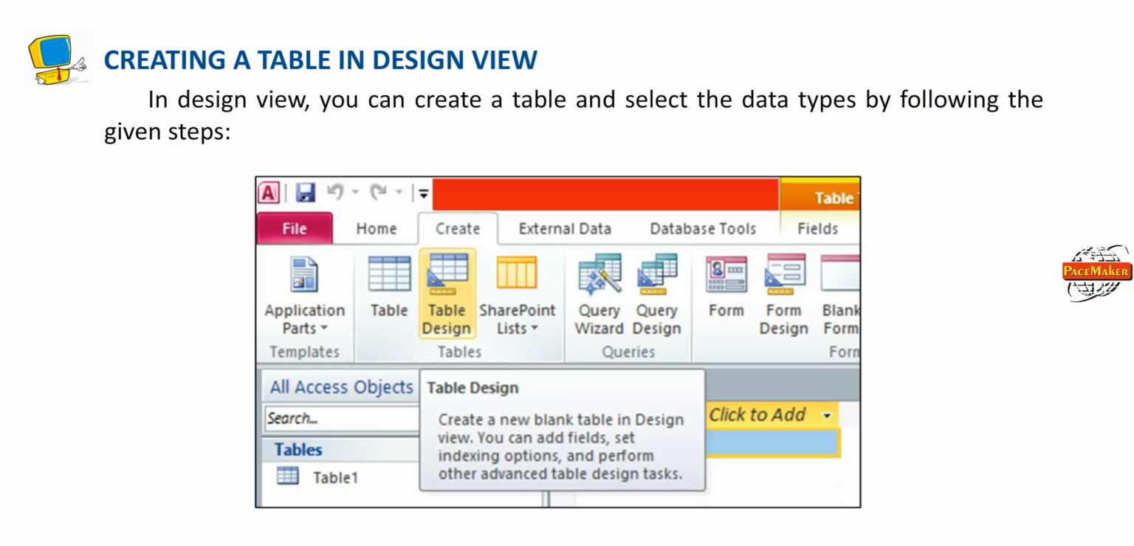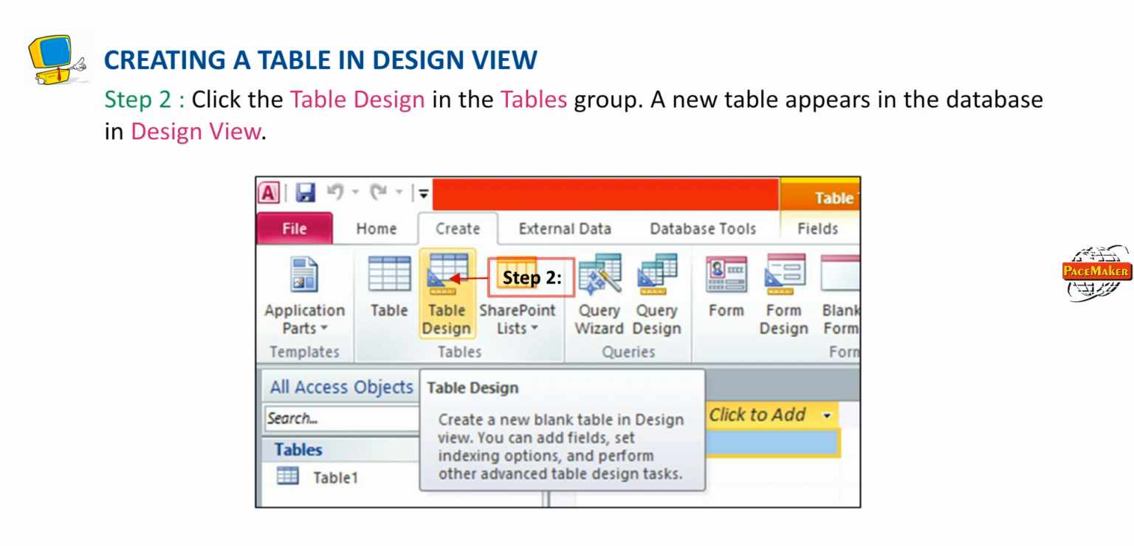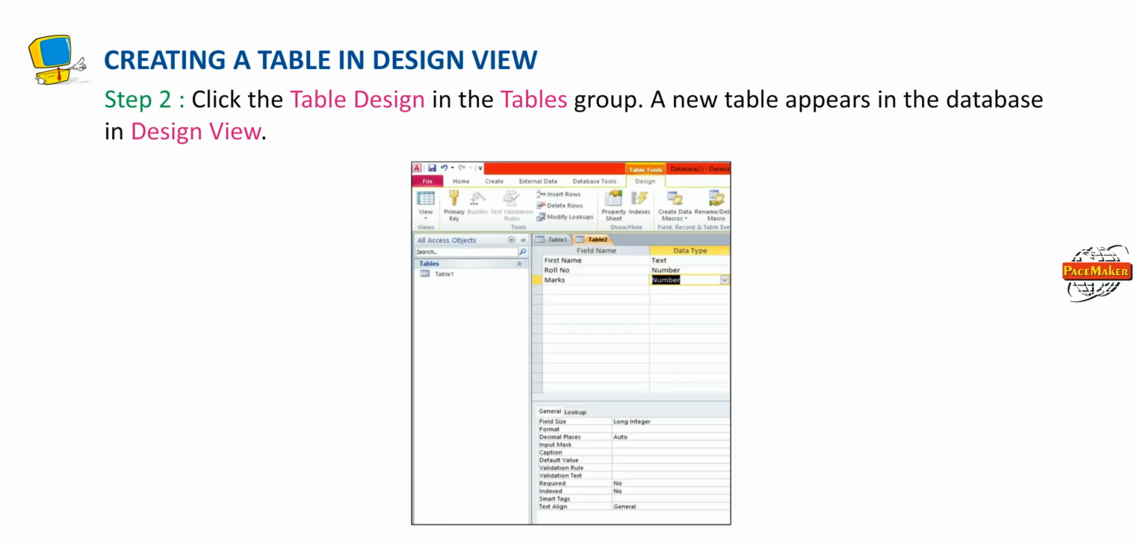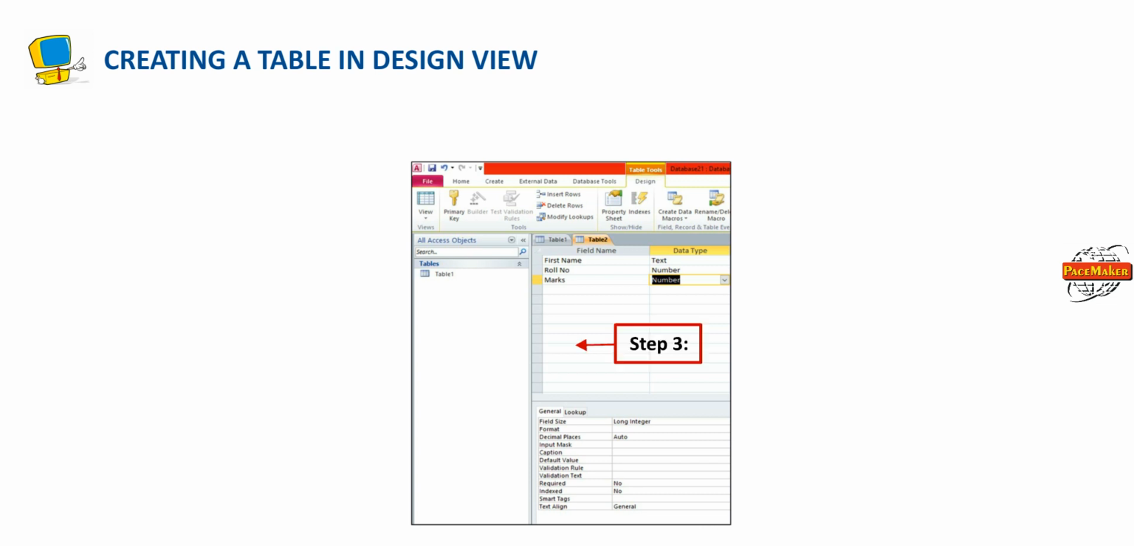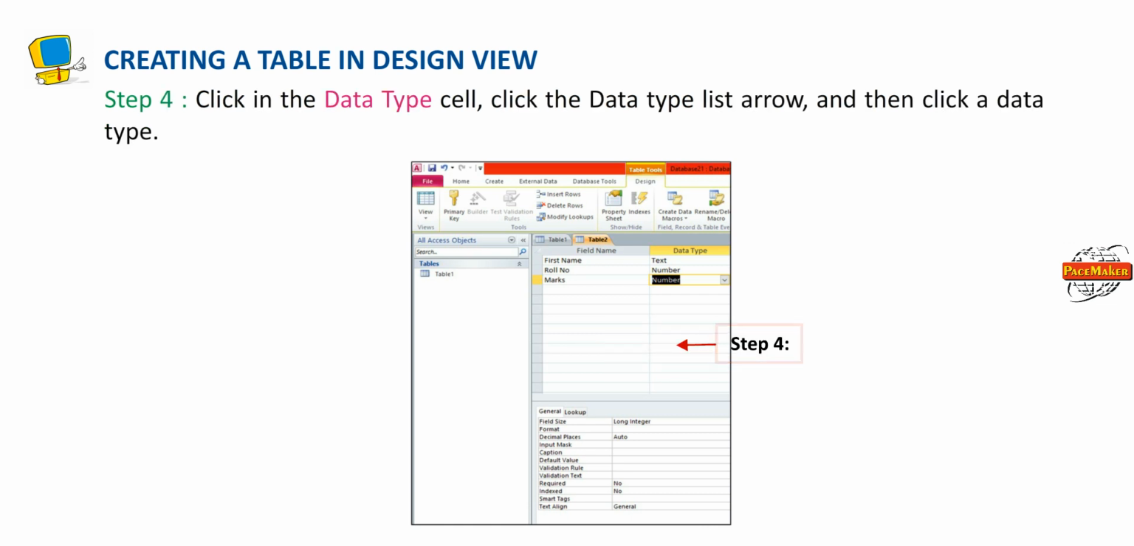Creating a table in Design View. In Design View, you can create a table and then select the data types by following these steps. First, click on Create tab. In Step 2, click the Table Design in Tables group. A new table appears in the database in Design View. In Step 3, click in the Field Name cell and then type a modified field name. Then click in the Data Type cell, click the Data Type list arrow and then click a data type.